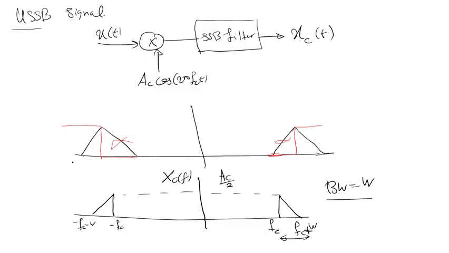Now I'm gonna continue to the tricky part of this discussion. How can I find the time domain signal of the USSB signal? We have this spectrum and we have to do the inverse Fourier transform. Before starting to find the time domain SSB signal, I should introduce the Hilbert transform.